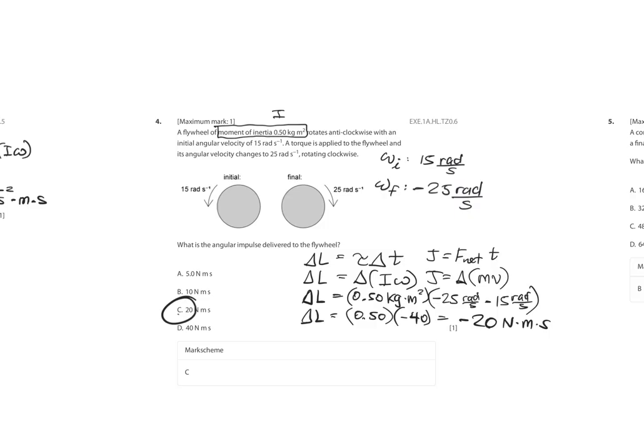And so, yeah, we stick in the final and initial angular velocities, and so we get 0.5 times negative 25 minus 15, which is 0.5 times negative 40, and that would be negative 20 Newton meter second, and the magnitude of which is just 20 Newton meter second, and that's choice C.